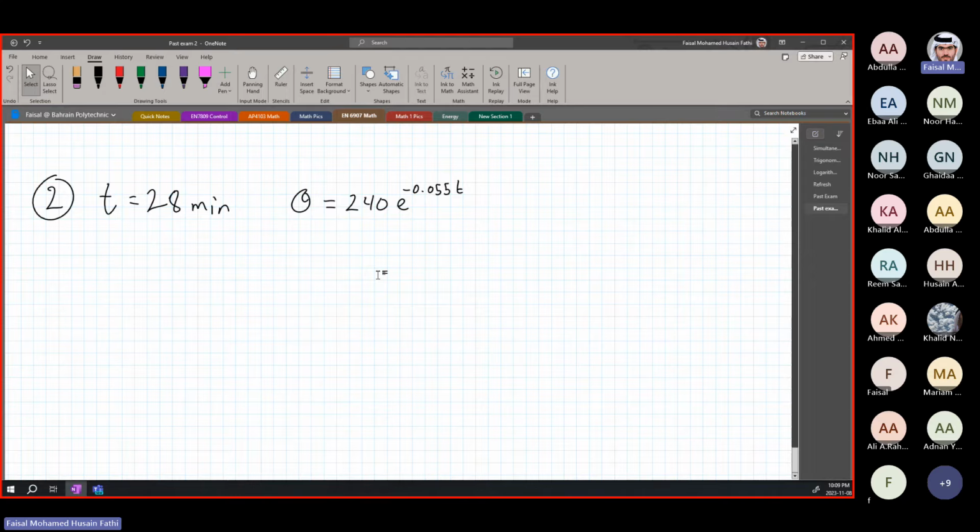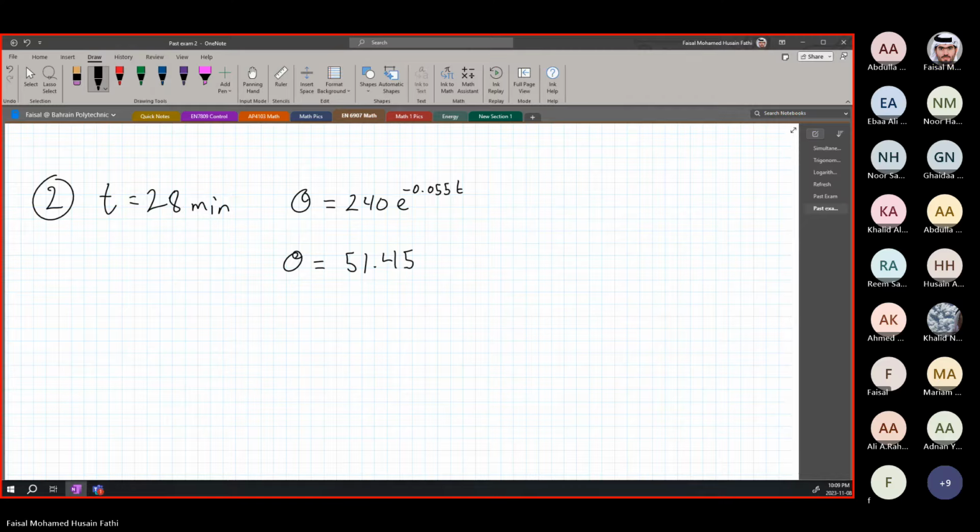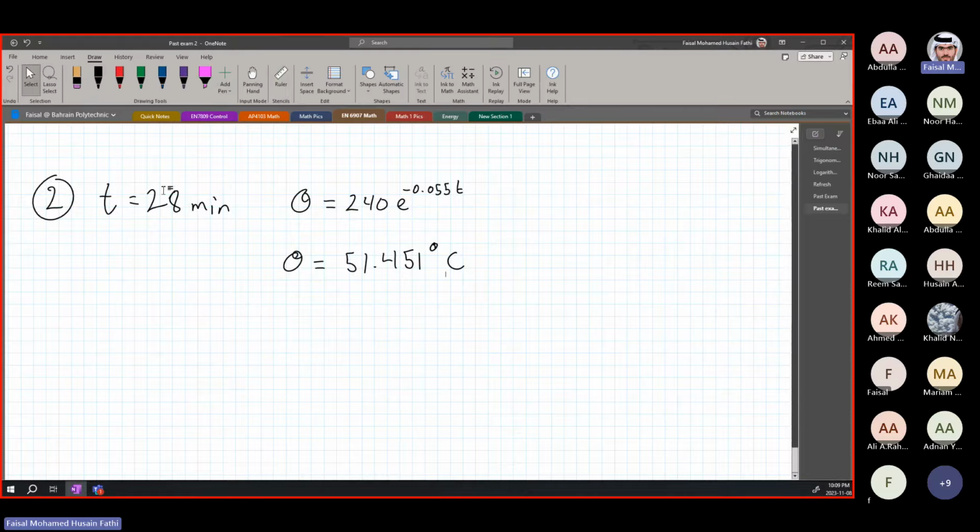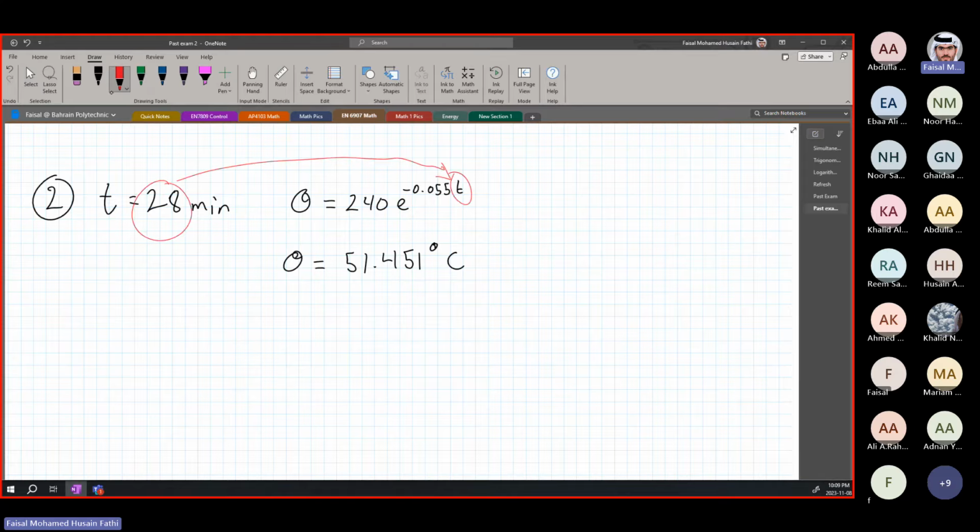If you still have the table in your calculator, what can you do? Press AC and you will see the same equation is still there. You can set the start value to 28, the end value to 28, and one step, and that's it. The f of x answer will come out: theta is equal to 51.451 degrees Celsius. That's it. Or you can just plug it in, T equals 28, into this equation and solve.